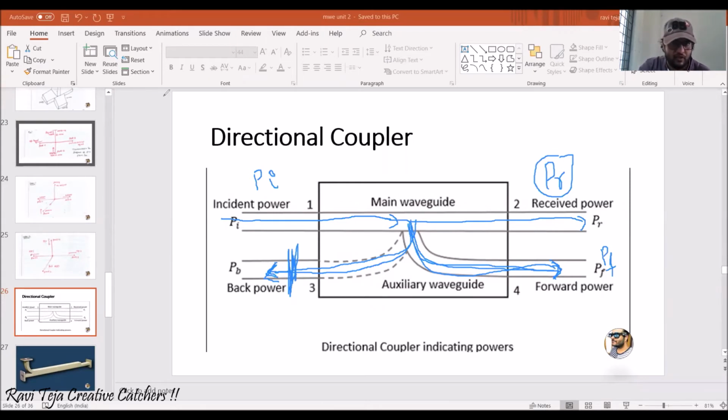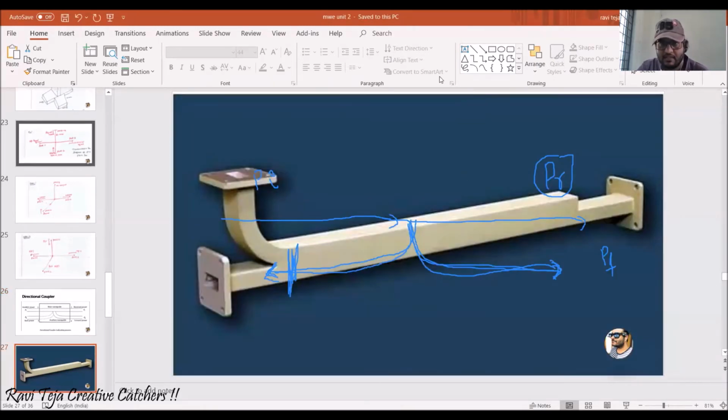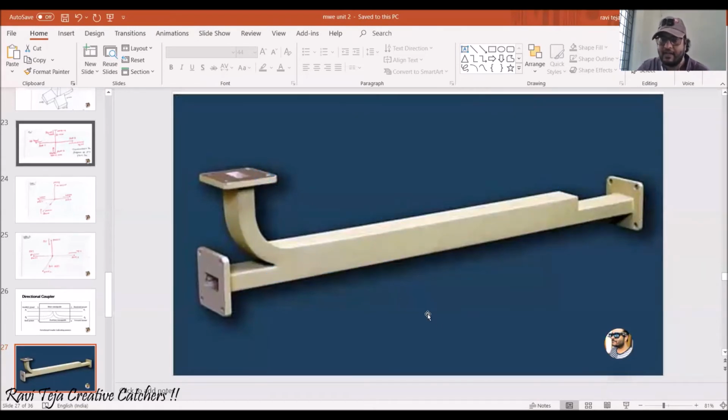I will show you one more example. So see here, this is our real-time directional coupler. Let us say our microwave signal is traveling from this point. Here they have connected our microwave source or microwave waveguide, and our microwave signal is traveling at this point. This is port 1, let us say, this is port 2, this is port 3, and here one more is there, this is port 4.